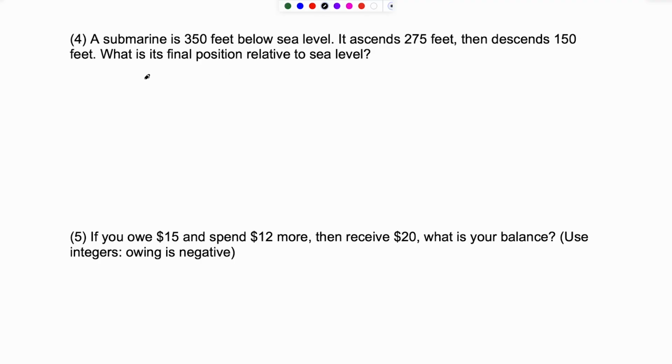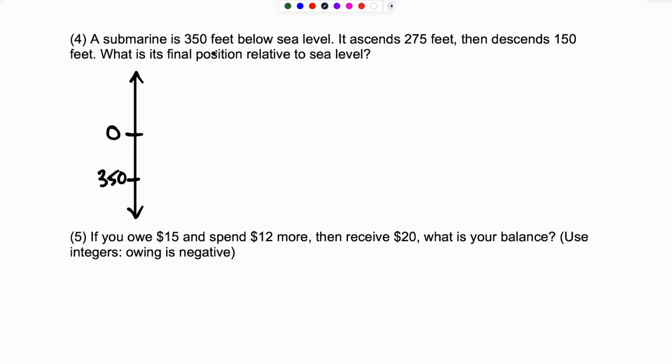So for this one, I'm going to draw out a line, but this time I'm going to draw a vertical line like this. Okay, so this is just to help us understand what's going on in the question. So let's just say here that 0 is over here. Okay, so this is going to represent sea level. So 350 feet below sea level is going to put us in the negative. Okay, so that's going to put us over here. So we're going 350 feet down, so this way.